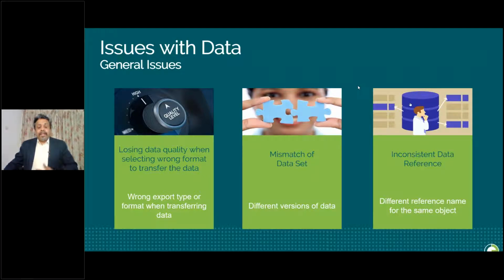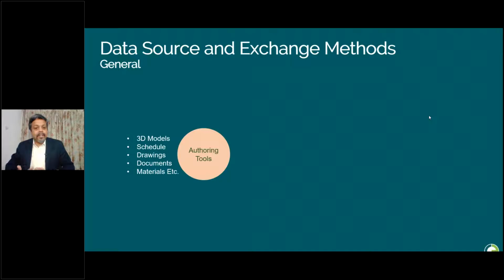Data origin and exchange method. Data is created in some tools and we call them authoring tools. A 3D model is created in software like SmartPlant 3D, E3D, PDMS, Tekla Structures, etc. Project schedule is created in P6 or Microsoft Project. Drawings are created in different authoring tools like AutoCAD, MicroStation, or generated from the 3D model. Maybe material takeoff is created by a quantity surveyor in Excel format, etc.